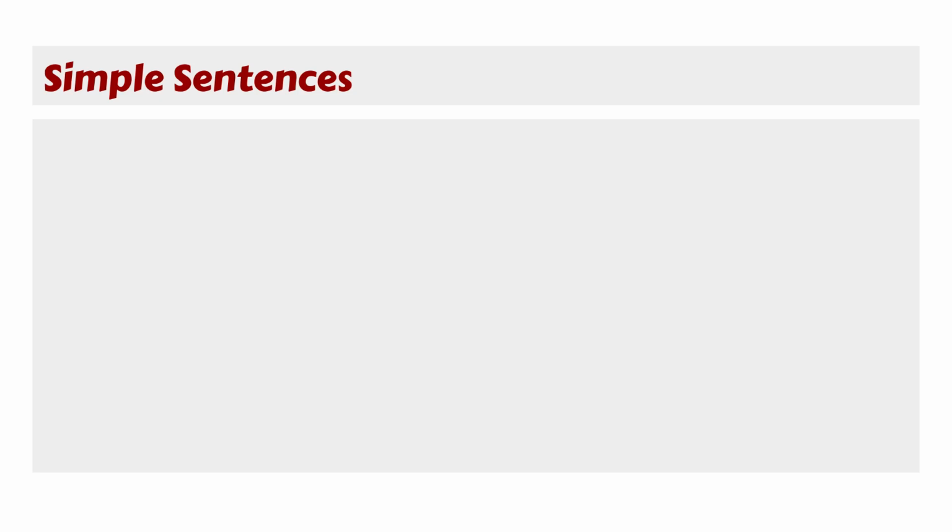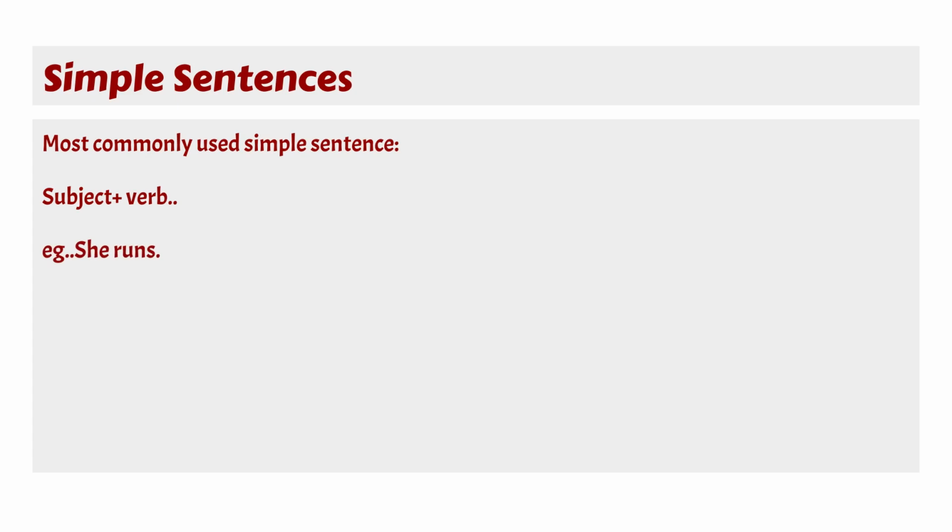Clear? The sentences which you will need for the IELTS exam, the first type is the simple sentence. These are most commonly used and it is composed of subject plus verb. Subject is somebody, it may be a noun, it may be a pronoun, it may be anything, and then there is the verb. So this is the simple form of sentence, which may or may not be followed by an object or predicate. Clear? For example, she runs. Okay, so this forms a simple sentence.